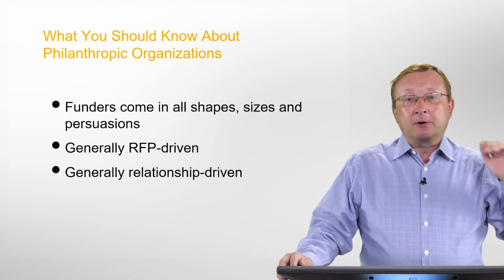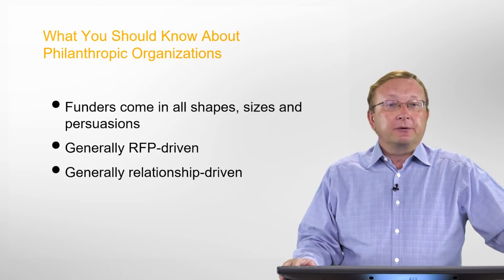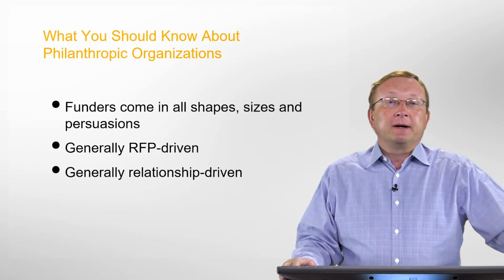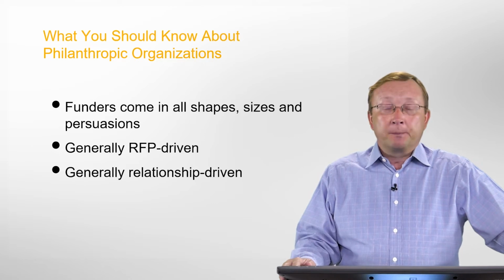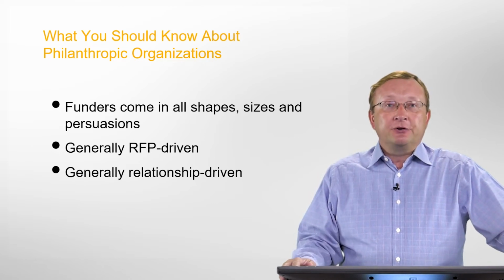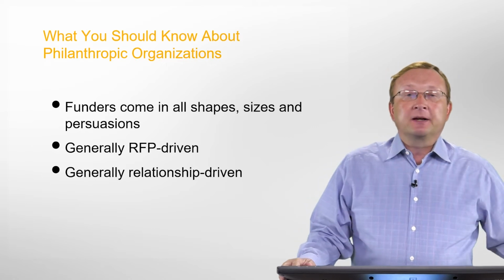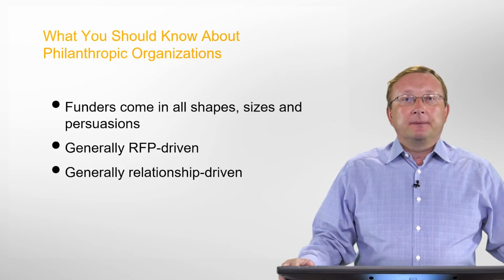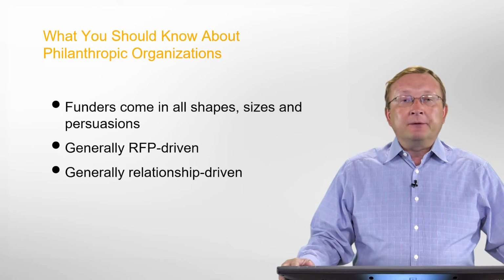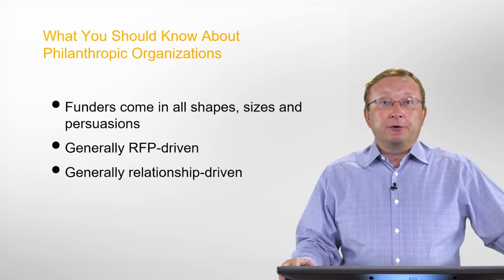What you should know about philanthropic organizations. Generally speaking, funders come in all shapes and sizes and persuasions. Typically, they get the word out of their funding through devices called requests for proposals, and it's driven that way. And one of the things that I would hope that you take away from this course is that it's relationship driven to a very high extent, which is very different from federal funding because oftentimes you don't need to have a relationship. You're just submitting something into a faceless organization. Private philanthropy is very much relationship driven, and I hope you take some of the advice further on to enhance that.